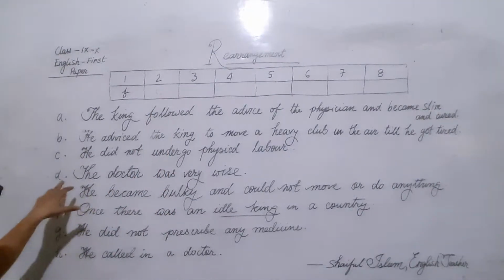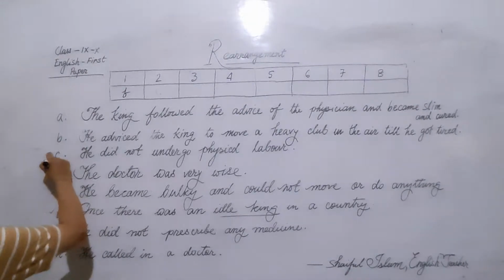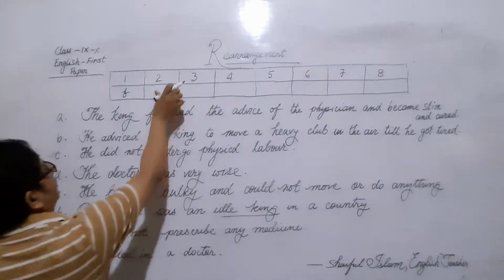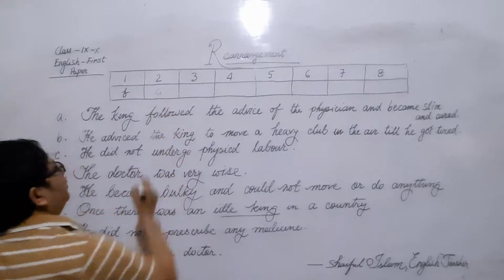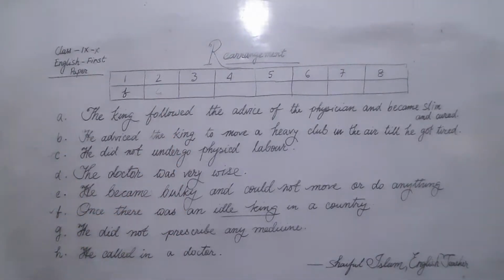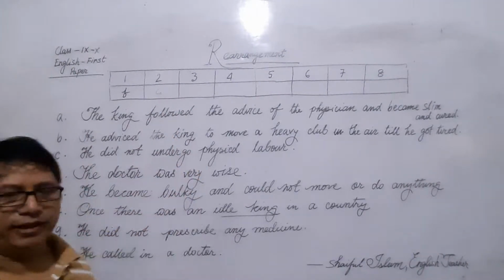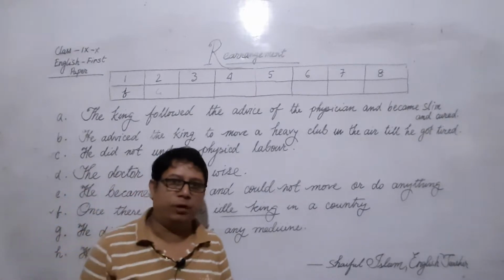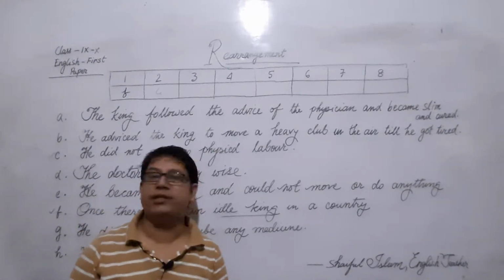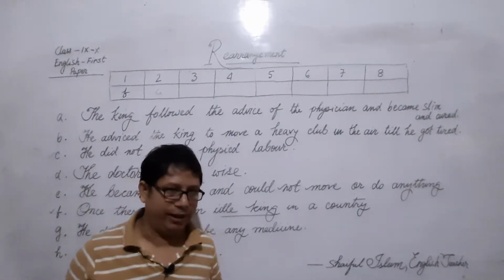The doctor, then we can come to the C sentences. C again. Okay. He did not undergo physical labor. So this is a problem. The king did not undergo physical labor.